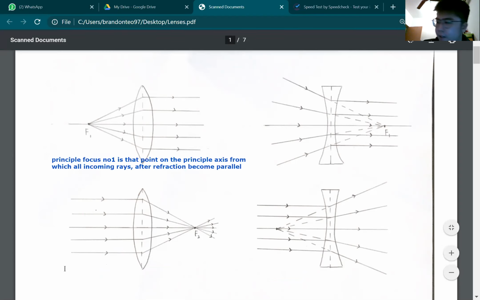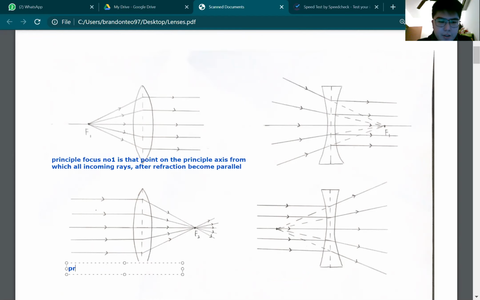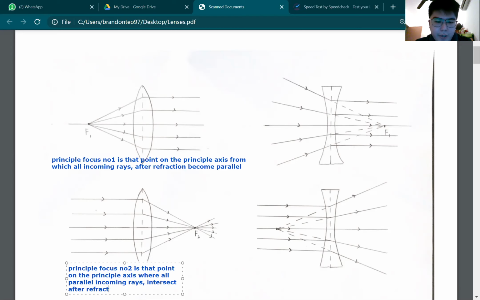So this one, we say that the principal focus number two, this is the focus number two for a convex lens on the other side, is that point on the principal axis where all parallel incoming rays intersect after refraction. That's it, pretty straightforward.